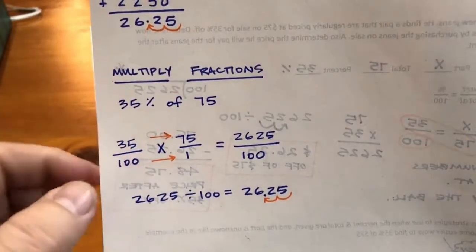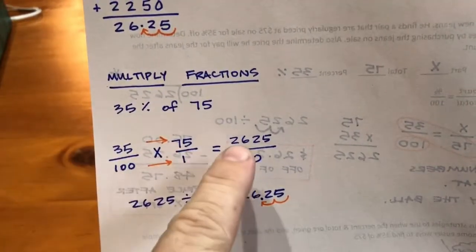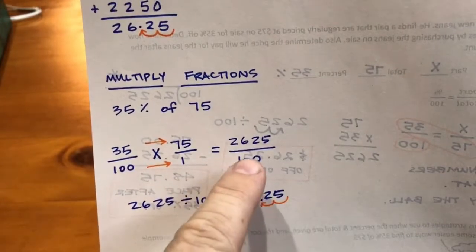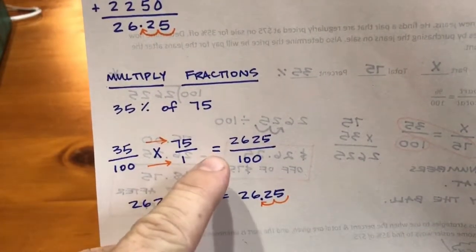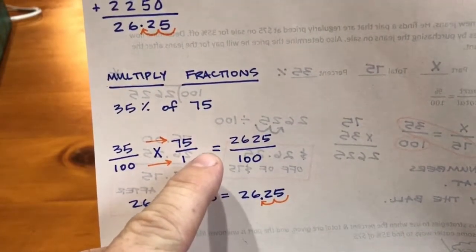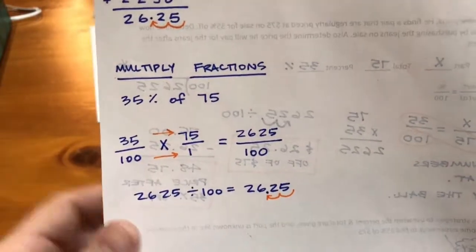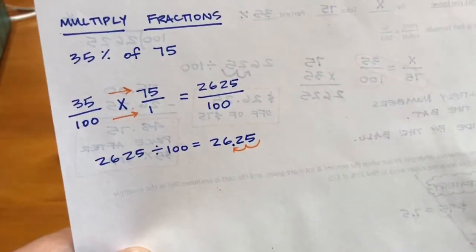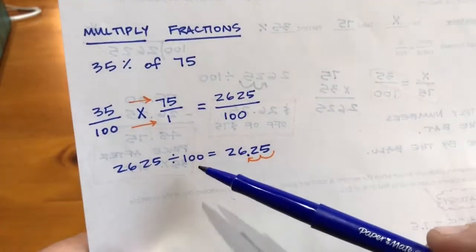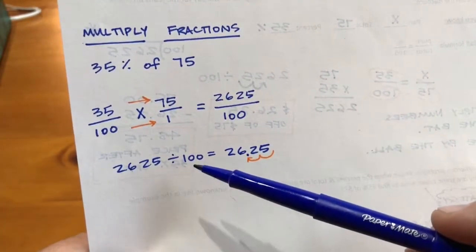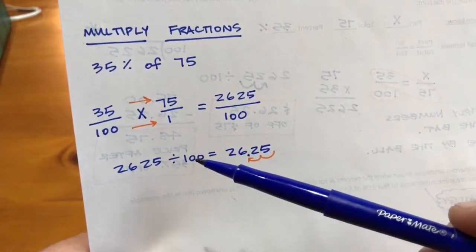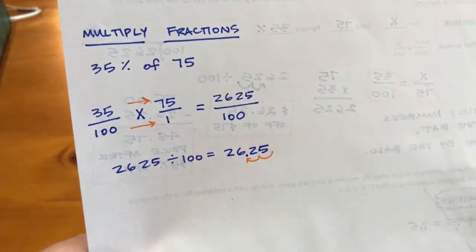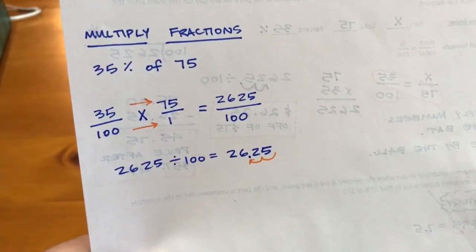We multiply straight across. 35 times 75 is 2,625, and 100 times 1 is obviously 100. All fractions are division problems, so 2,625 over 100 is the same thing as 2,625 divided by 100. And again, dividing a number by 100, you can do it with long division, but it will give you the same answer if you just move the decimal point left 2 times. So once again, we find it's 26.25.